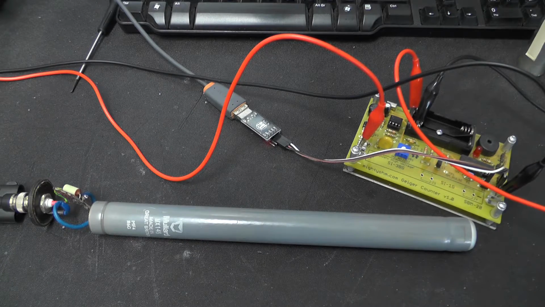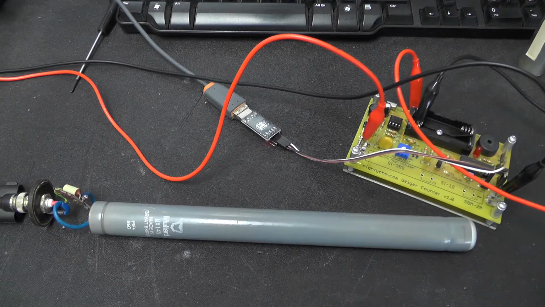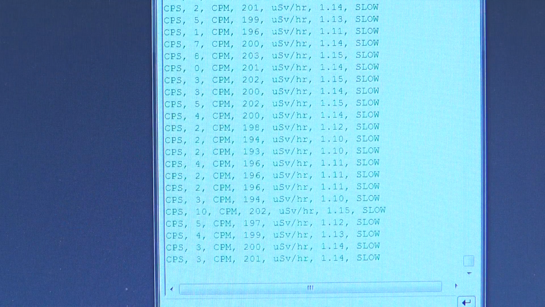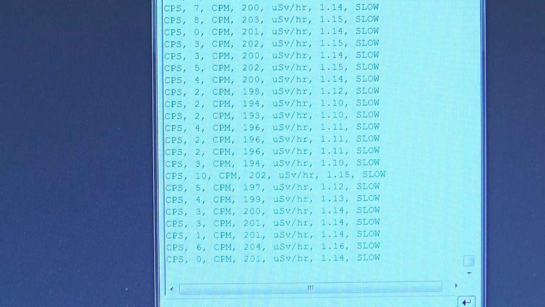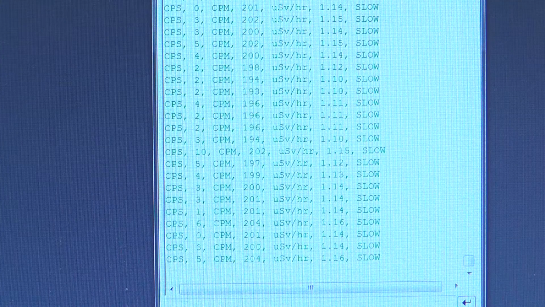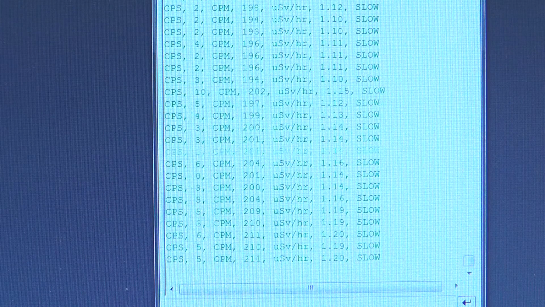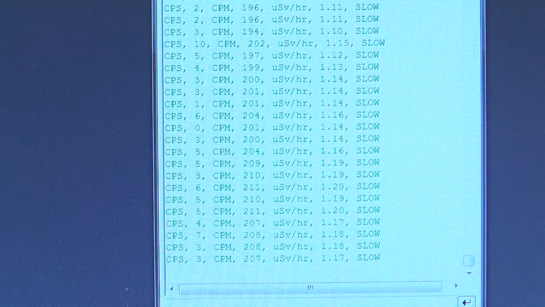Right, so I'll just turn it on. And we're getting a sort of similar output that we saw before. Well, I think that's sort of settled down now at about 200 counts per minute. So I'm just going to take my uranium sample, which is only a beta and alpha emitter, and I'm just going to put it on the tube.